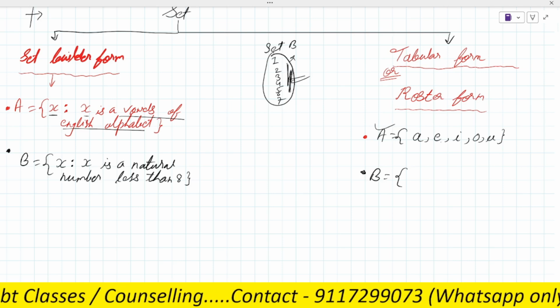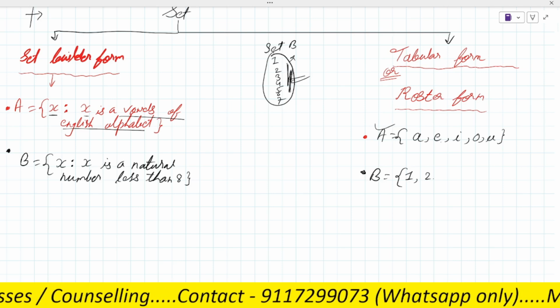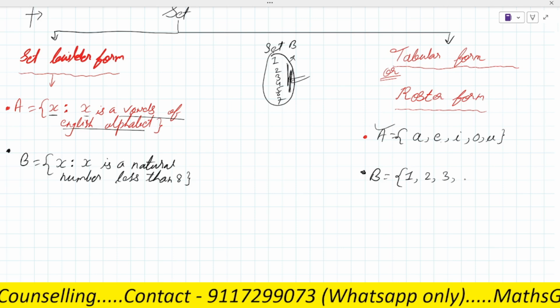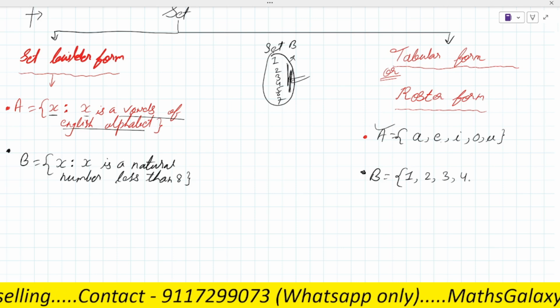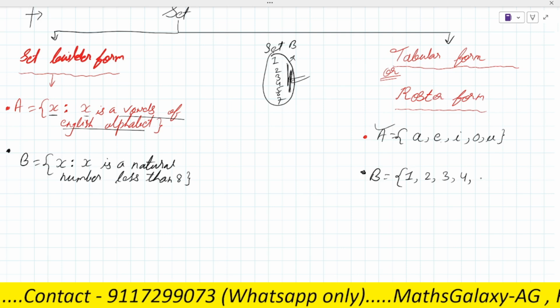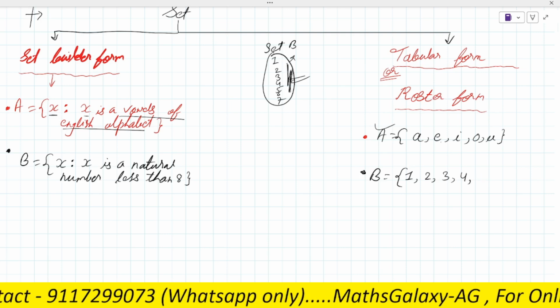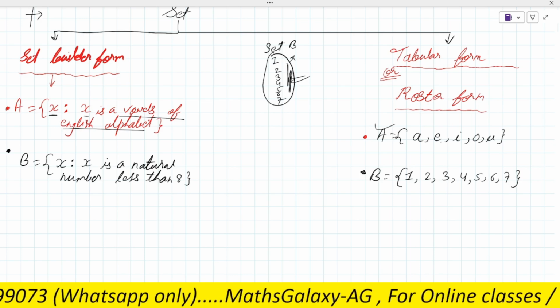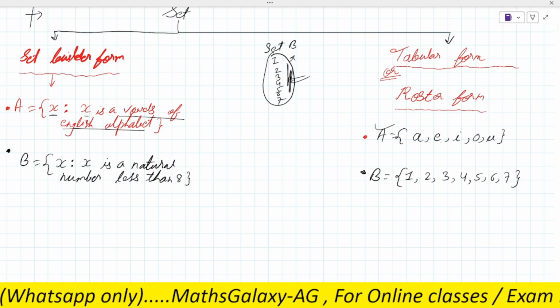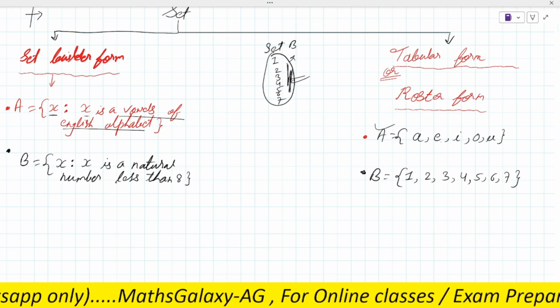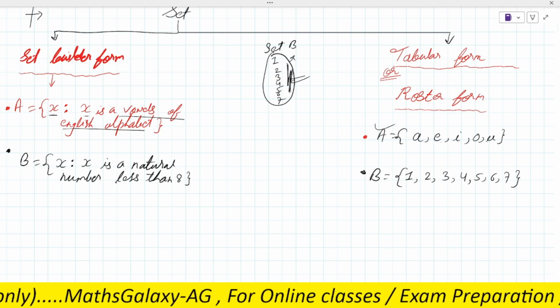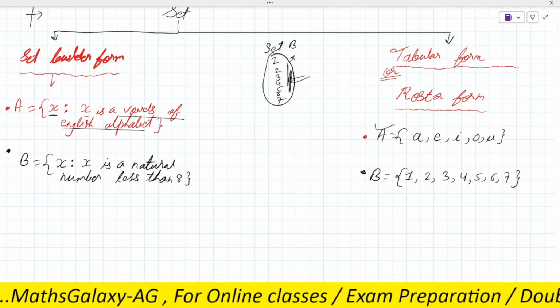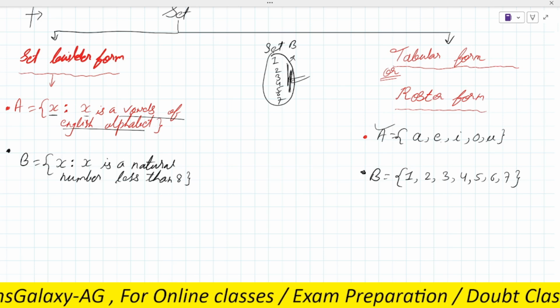So here we will write 1 to 7: 1, 2, 3, 4, 5, 6, 7. Will we write 8 here or not? Will 8 be the element of this set or not? Just tell me.